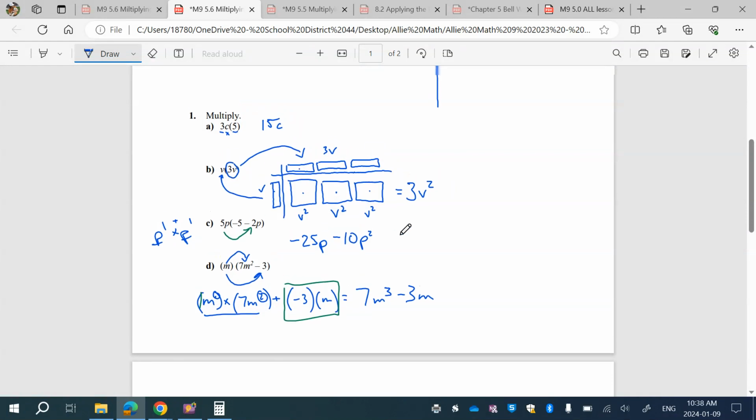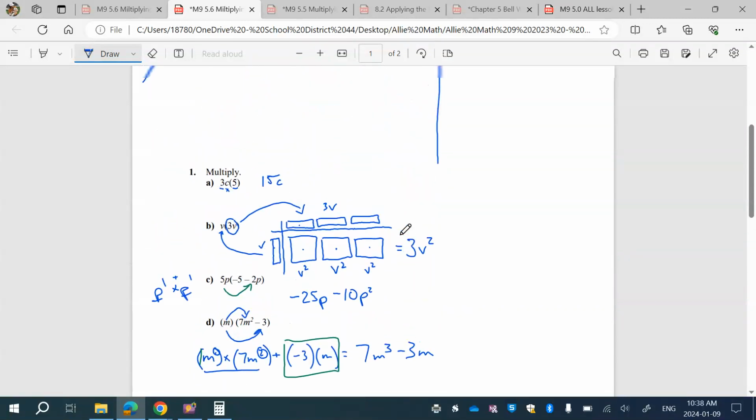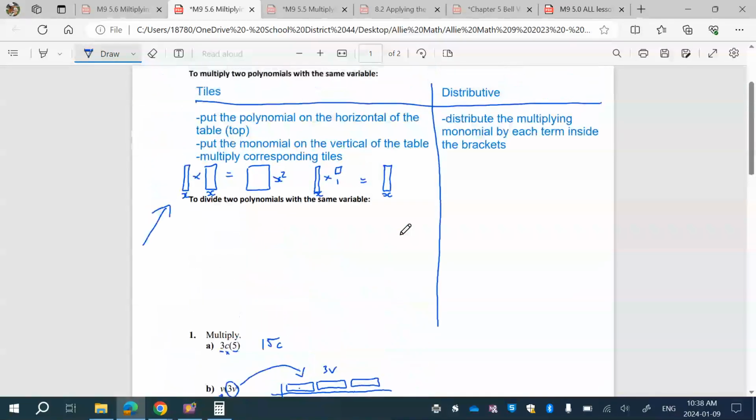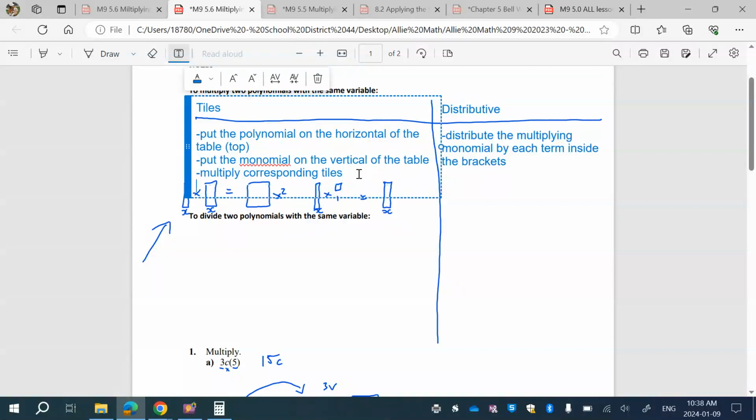Okay, so that's that page. That's our multiplying. So now I'm going to show you the dividing. I'll give you a few more notes right here, and I'll give you the steps for the tiles. So let's start right here. We need to put the dividing monomial on the horizontal. So that's the top.